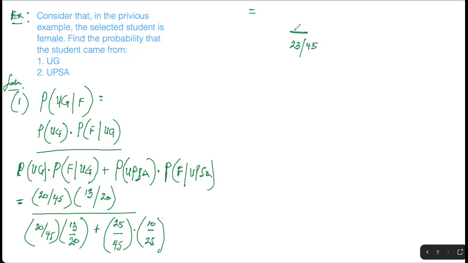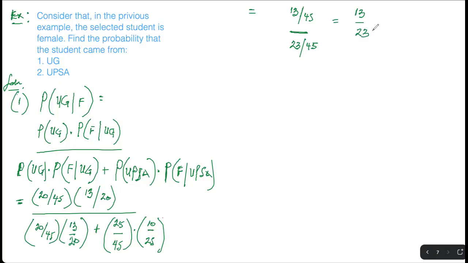Okay, and then at the top here we have 20 over 45 multiplying 13 over 20. So that's 13 over 45. And this simply becomes 13 over 23. Okay, there you have it.